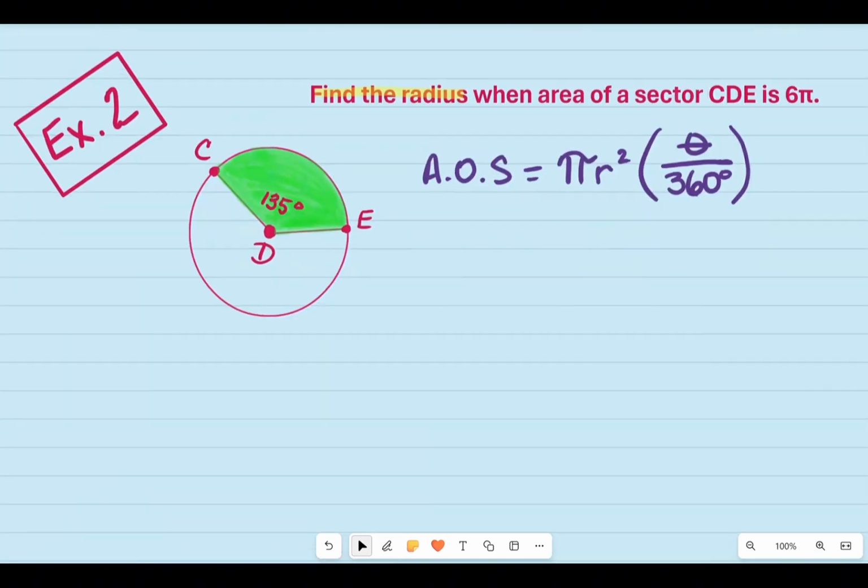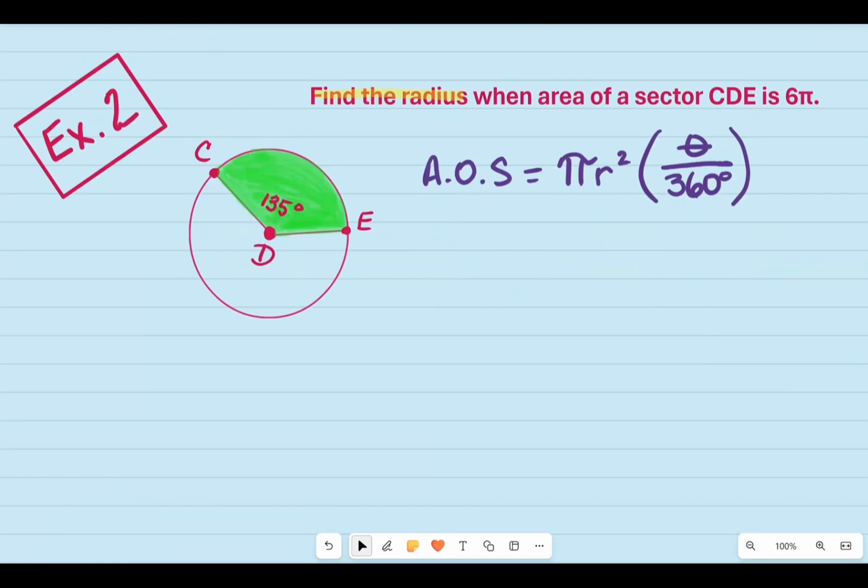On example 2, you're asked to find the radius this time. So I know I'm going to fill in the area of sector portion that's to the left of the equal sign. What am I going to fill it in with? The given information. I'm told that the area of the sector CDE is 6 pi. So I'm going to replace that variable with 6 pi, continue with my formula, which is pi r, which is what I'm trying to find, squared, times, and then this time I see that my theta is my central angle, because again, my central angle and its intercepted arc equal the same thing. So I'm going to put 135 out of the entire circle, which is 360.